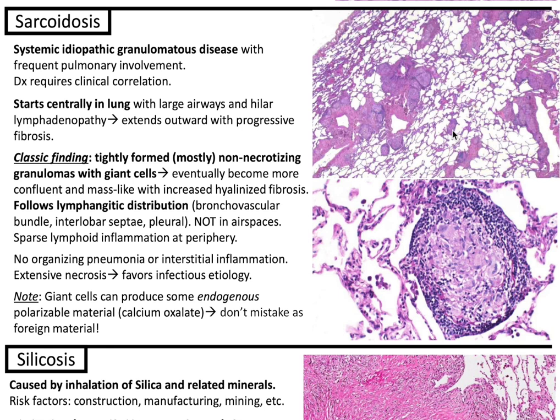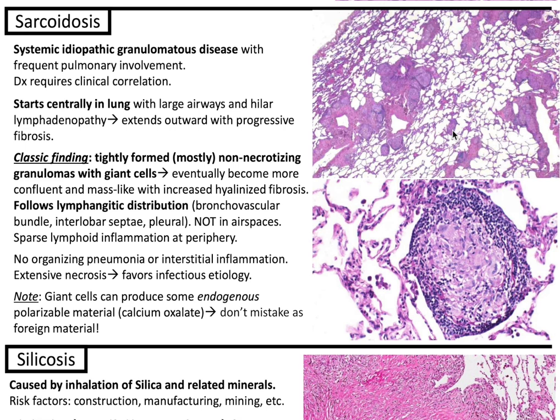Sarcoidosis. This is systemic idiopathic granulomatous disease with frequent pulmonary involvement. The diagnosis requires clinical correlation. It starts centrally in the lung with the large airways and hilar lymphadenopathy, and then extends outward with progressive fibrosis.